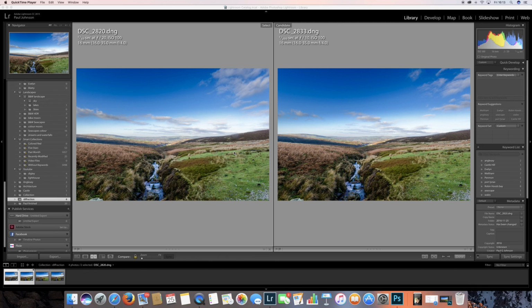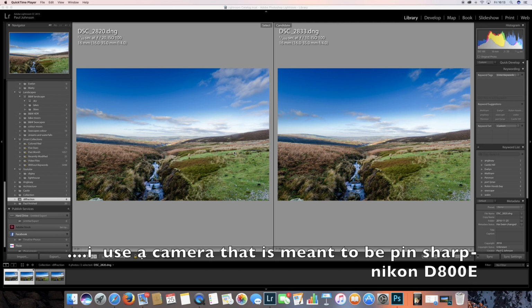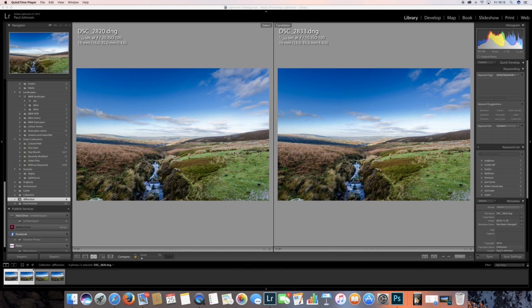I've been looking through my images today, and there is a huge difference between shooting at f20 and shooting at f10. So we've got two images on the screen now. The one on the left here, shot at 16mm, f20, ISO 100 at 1/50th of a second. So what we want to look at is, is the image on the left any softer than the image on the right?